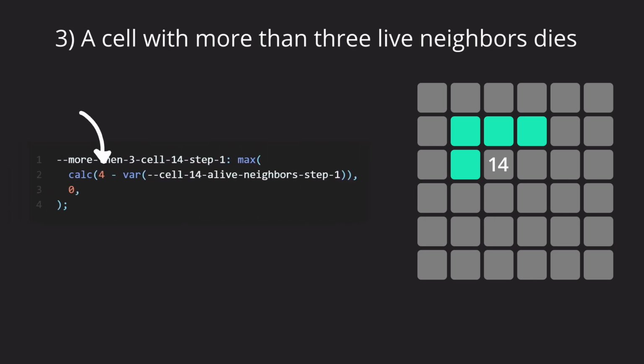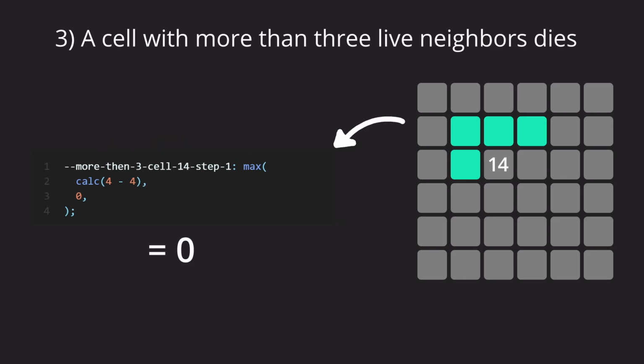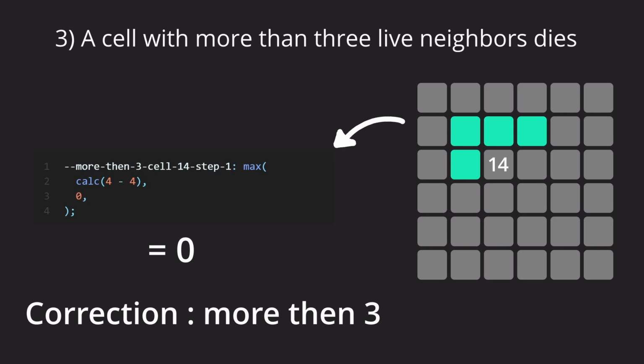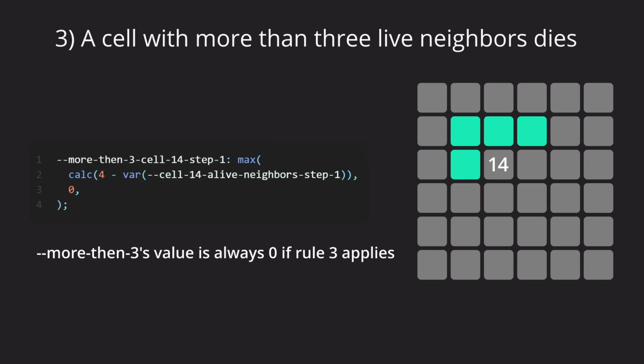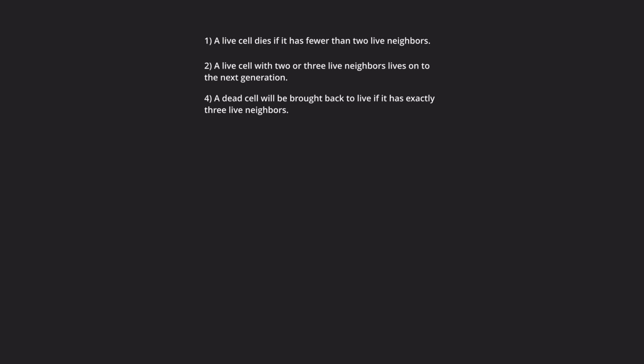With CSS, we can calculate 4 minus our variable for the number of alive neighbors. This gives us 0 or a negative number if the cell has 4 or more alive neighbors, and a positive number if it has 3 or fewer alive neighbors. By taking the max of this and 0, the result will be 0 if Rule 3 applies, and a positive number if it doesn't. Our remaining 3 rules all deal with cells with 3 or fewer alive neighbors.